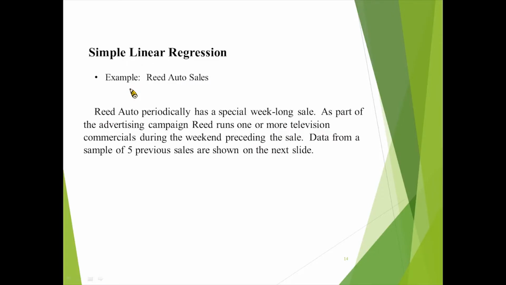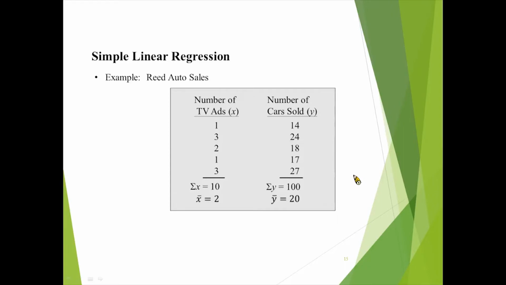Okay, so in here we will do the practice. The Auto Predictor has a special week-long sale, and the advertising campaign runs one or more television commercials during the weekend preceding the sale. Data from a sample of 5 previous sales are shown on the next slide. So there is one independent variable, the number of TV ads, and the number of cars sold.